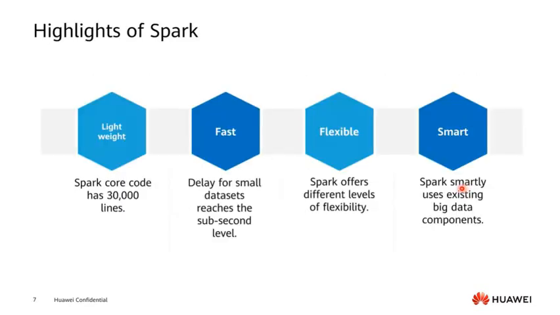Then, what are the highlights of Spark? Actually, we have already introduced a lot. This slide shows us 4 keywords of Spark: light, fast, flexible, and smart. We say Spark is light because its core code has only 30,000 lines. Do you know what programming language is used to program Spark? It's not programmed via Java, but via Scala instead.